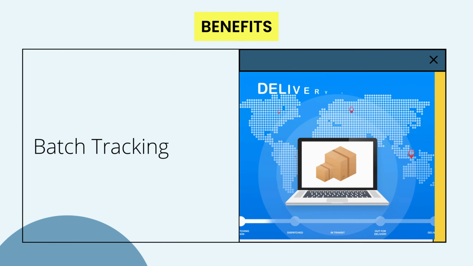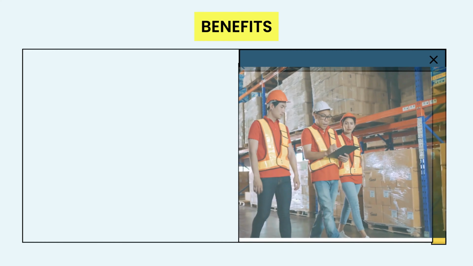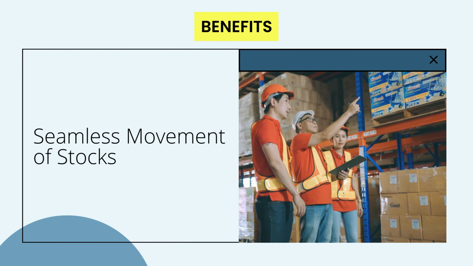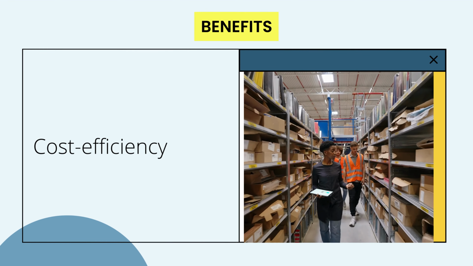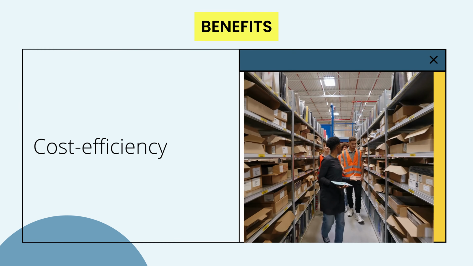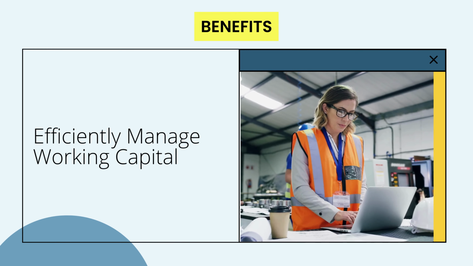Reduce complexities in the inventory recall process by tracking batches using the lot number. Facilitate smooth communication across teams with real-time updates on stock movement. Save money by automating repetitive tasks, reducing manual errors and increasing accuracy. Free up working capital stored in excess stocks through efficient inventory management.